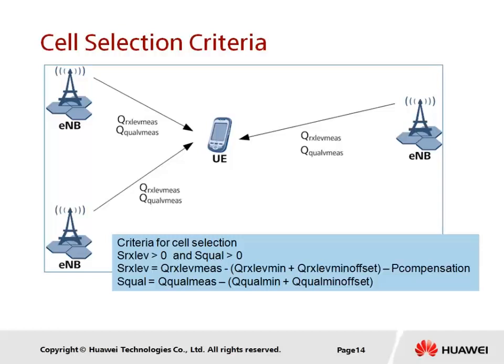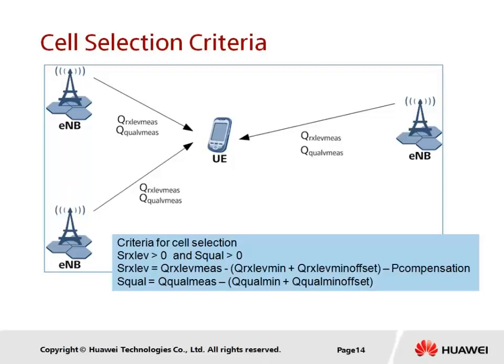P compensation is only for the terminal where the maximum transmit power is lower than the network setting, which is usually set at 23 dBm. Hence, if the terminal has a maximum transmit power lower than 23 dBm, then the user is imposed the difference as the P compensation. For example, if the mobile phone has 21 dBm of maximum transmit power, then the P compensation equals 23 dBm minus 21 dBm, which is 2 dB of P compensation.